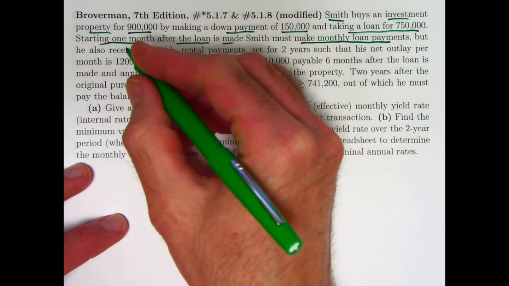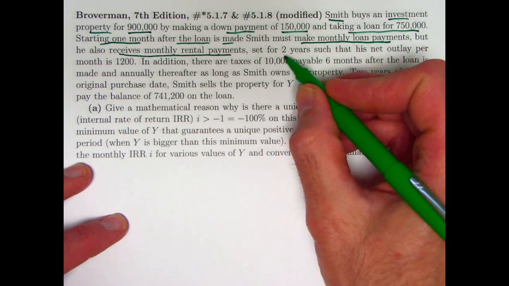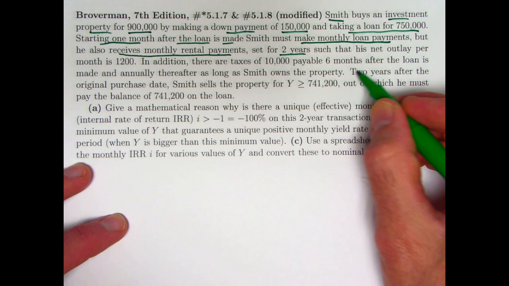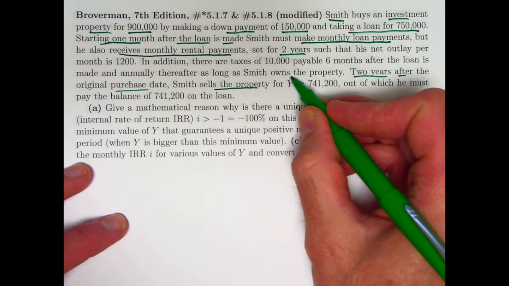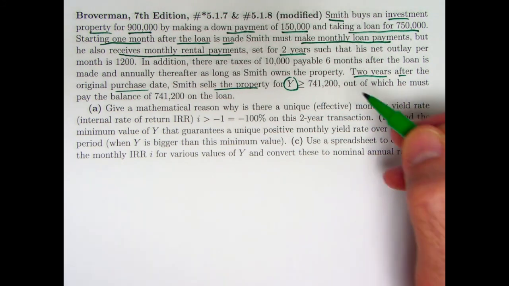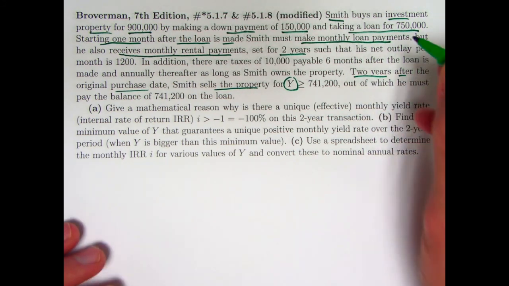He's also got renters ready right away. He's also going to receive monthly rental payments. This is evidently going to happen for 2 years. 2 years after the original purchase date, Smith is going to sell the property for an unspecified amount. Okay, so that's the background of what's going on here.